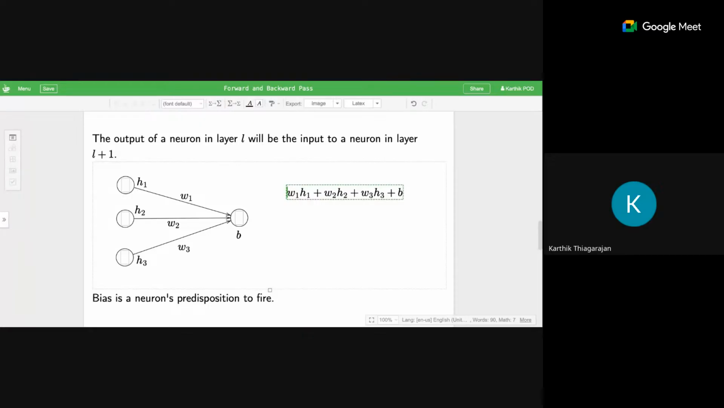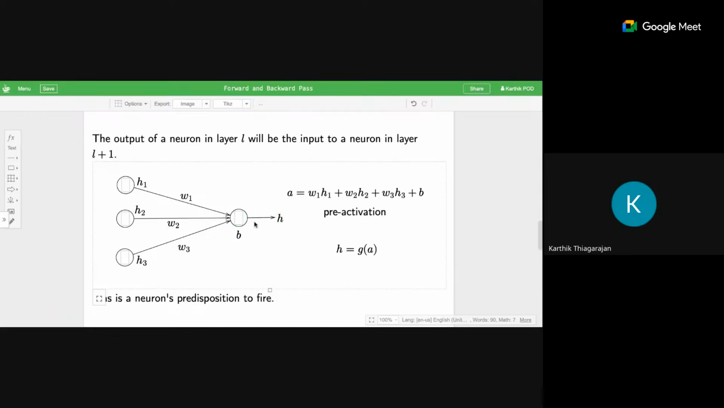Okay, so this quantity is what is called A. We give it a name: we call it pre-activation. And what happens to this A? It is passed through what is called an activation function to give you H. So your neuron is actually going to output a new H here. That will be the neuron's output.